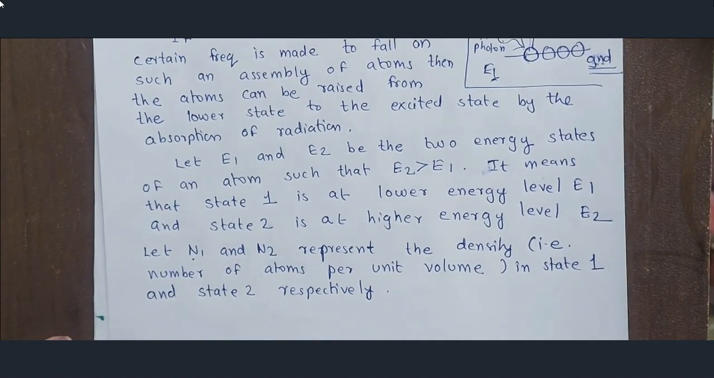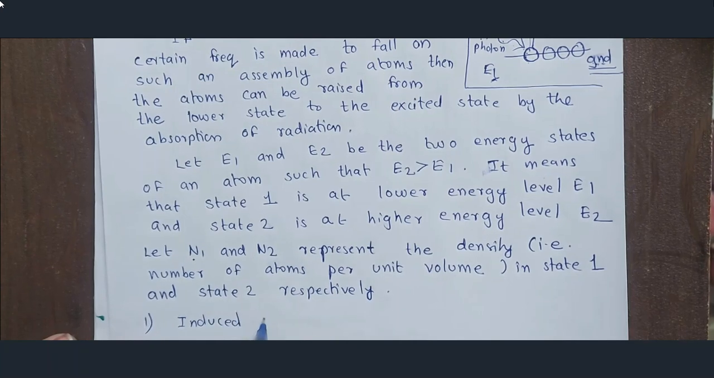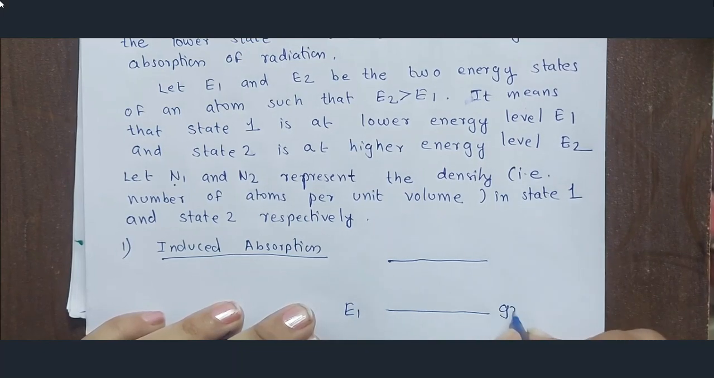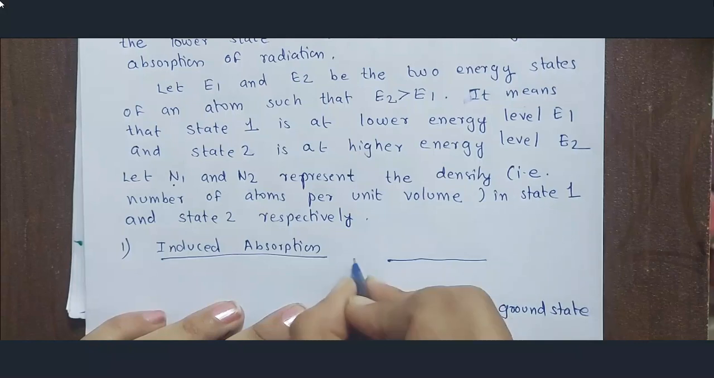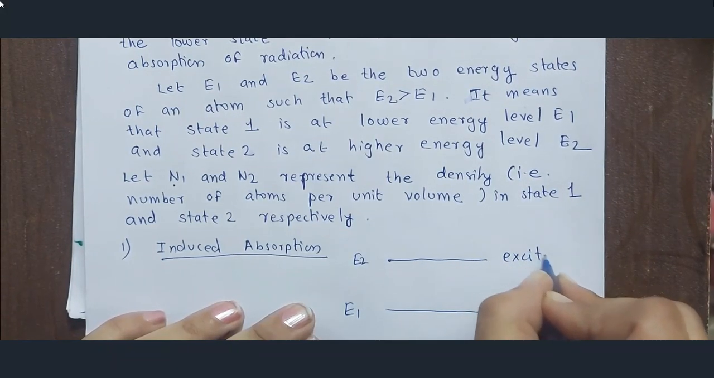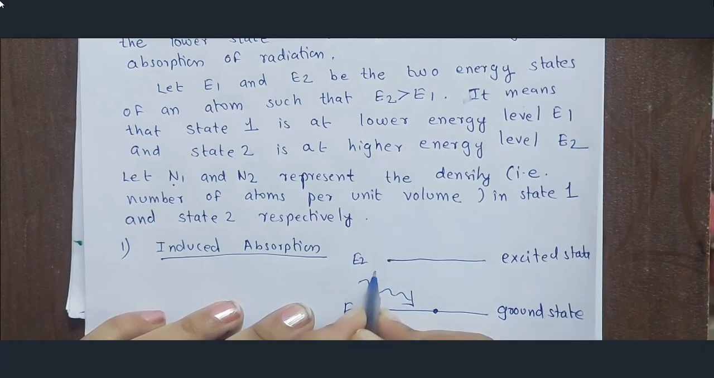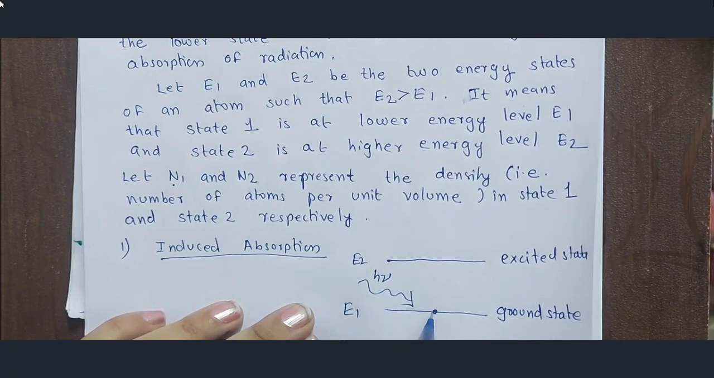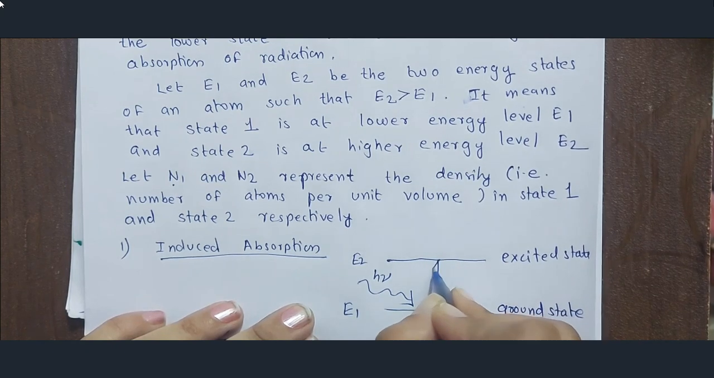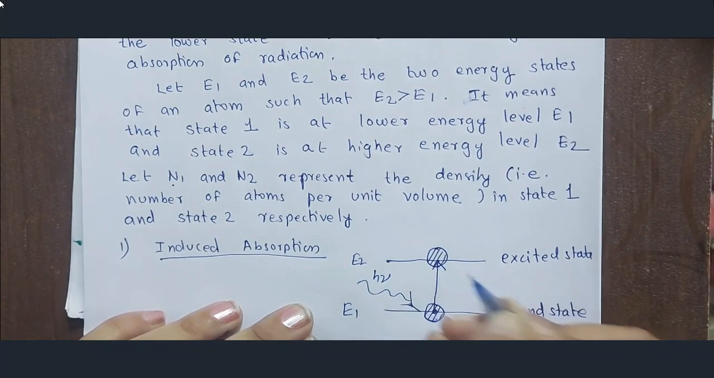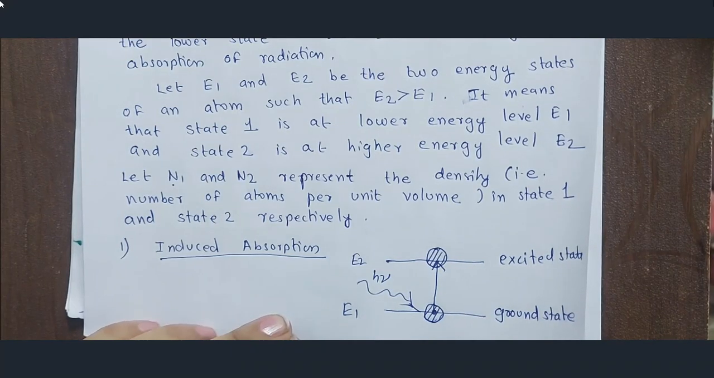Now we will see the first, which is induced absorption. E1 is the ground state and E2 is the excited state. Initially the atom is in the ground state. A photon of energy h nu falls on this atom and the atom will rise to a higher energy level. After absorbing, it will go to the excited state. This process is called induced absorption.